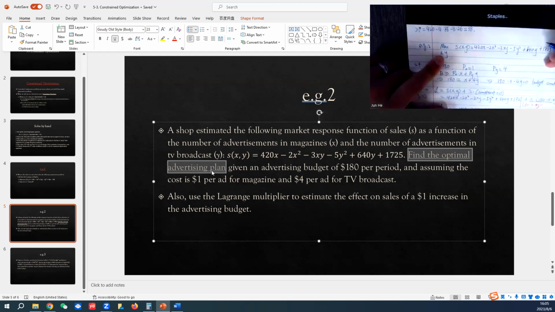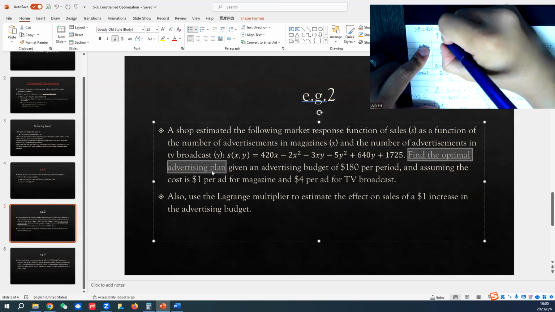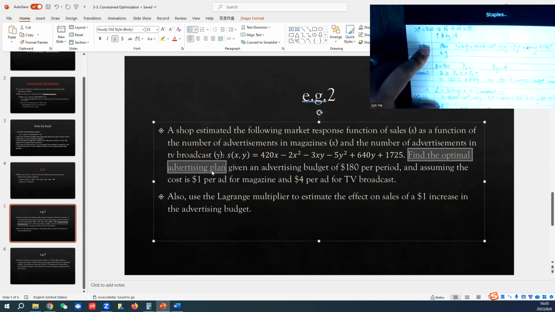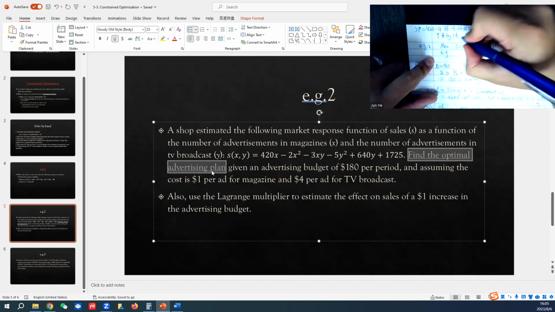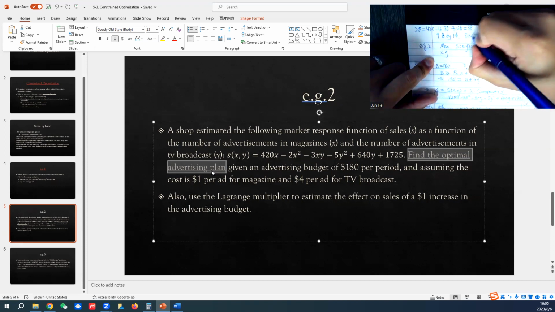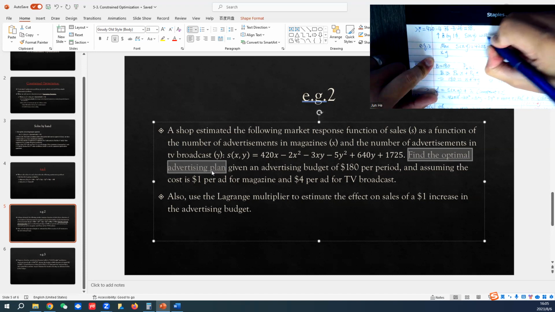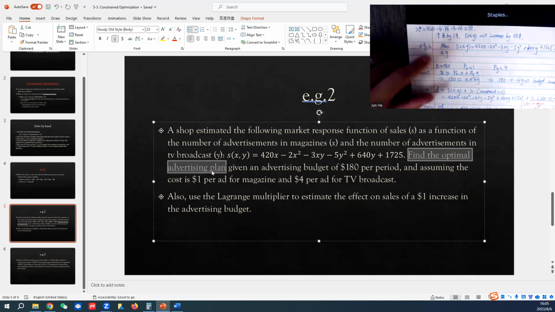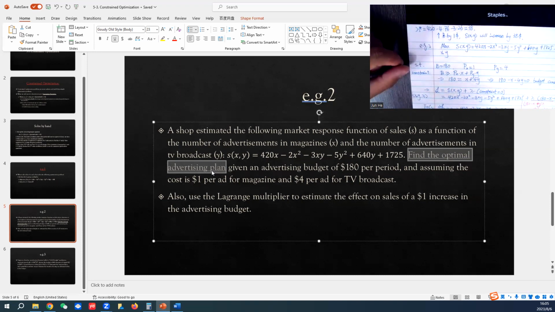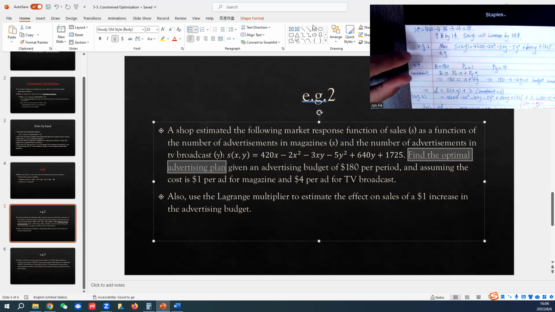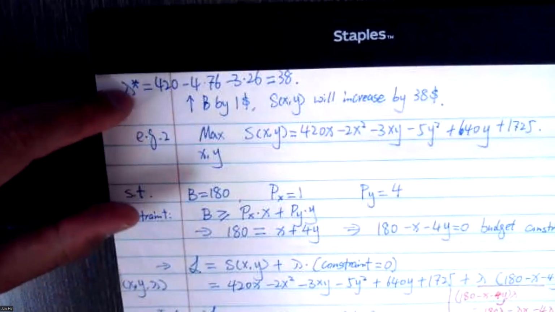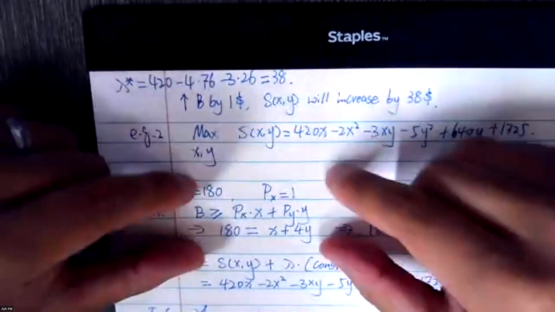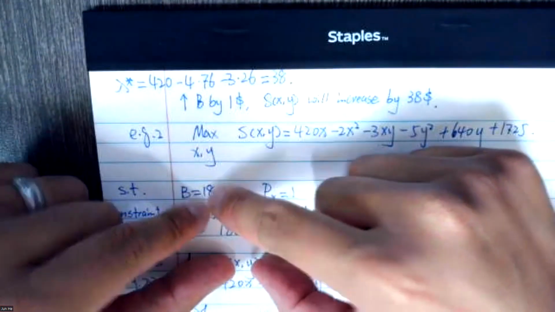Then here it means elevating the budget by 1 unit of value, $1, supposedly. Your sales will be estimated to increase by $38. So here, this is a more accurate explanation of what this shadow price is. This is to tell you if we loosen the budget, right?